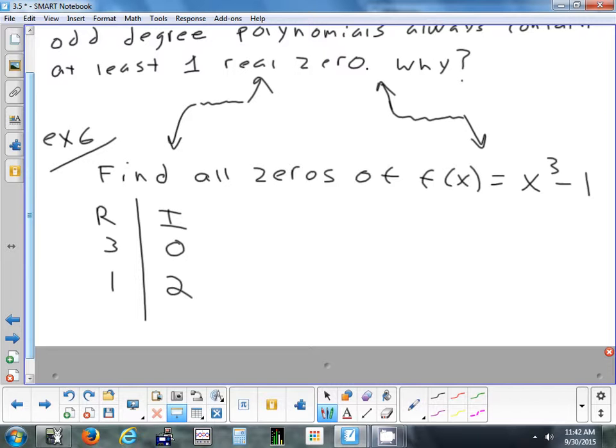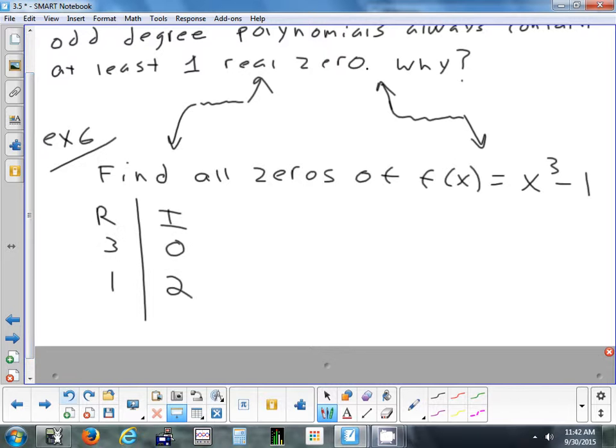Could I have 2 real, 1 imaginary? That adds up to 3. No, imaginaries only come in pairs. So that's all that can happen here. Again, this case includes distinct and not distinct. Maybe all 3 are the same, so it just looks like 1. But that's still 3 roots. They're all the same.